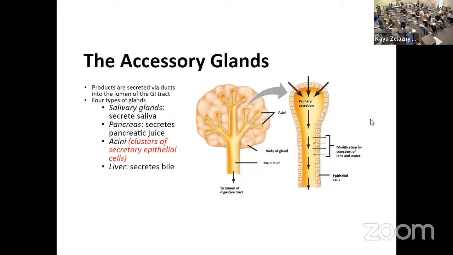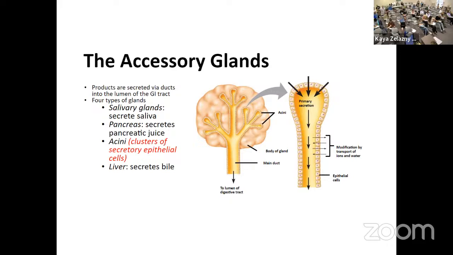Okay. So mentioning some glands now. We mentioned some of these as we were going through talking about where their products are going, but let's take a look at them individually as well. So the accessory glands of our digestive system, where we're going to be secreting products, enzymes, bicarbonate, we're going to be making them, secreting them into the GI tract to help with our digestion.